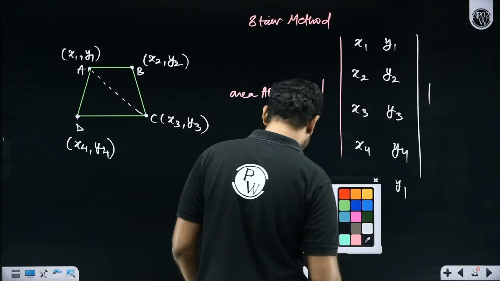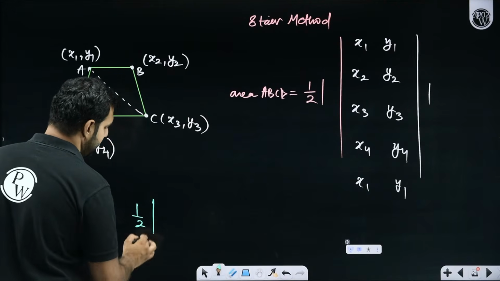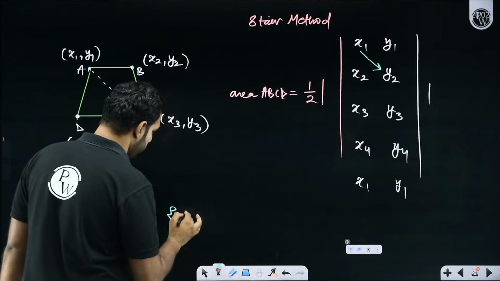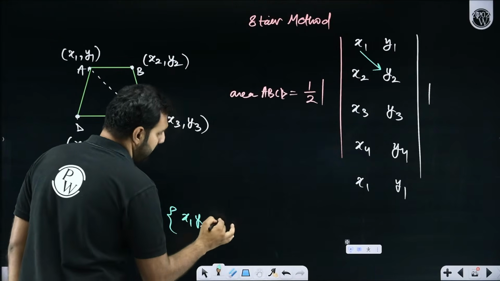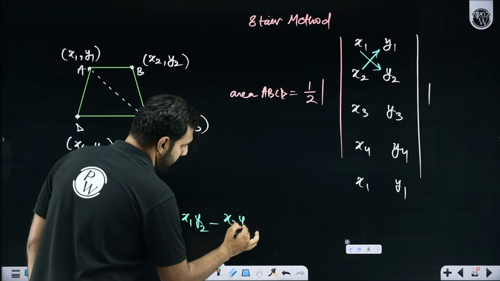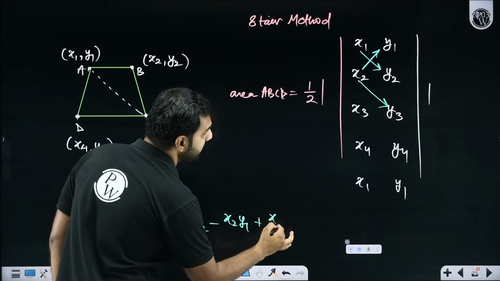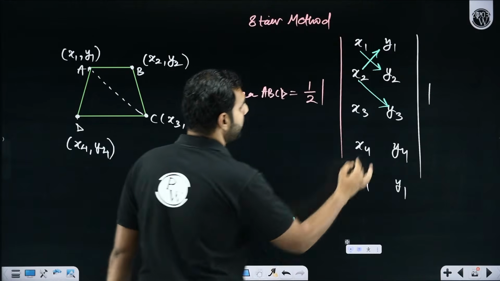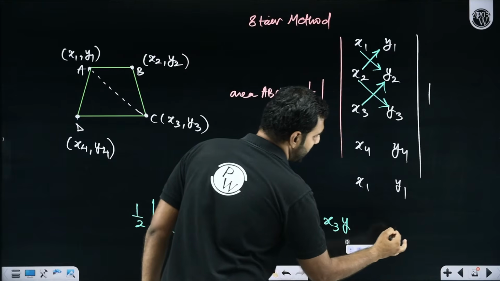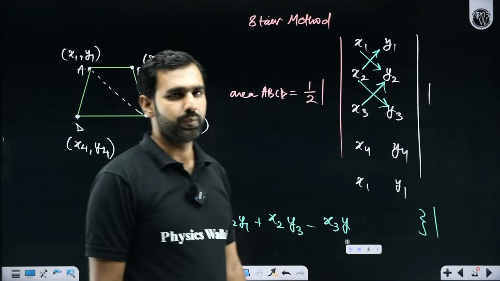The sense here is really simple. It says 1 by 2 stays like that, modulus stays like that, but the stair is expanded as x1 multiplied with y2, so x1, y2. But from down to up, if you go, you write it as x2, y1. I repeat, from top to down, if you are going, it will be plus x2, y3. And from bottom to up, if you are going, it will be x3, y2, and so on. And you do all these values and you take its mod, because area ultimately is supposed to be positive.